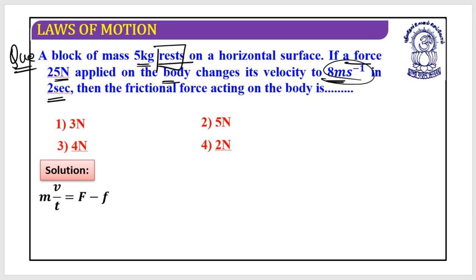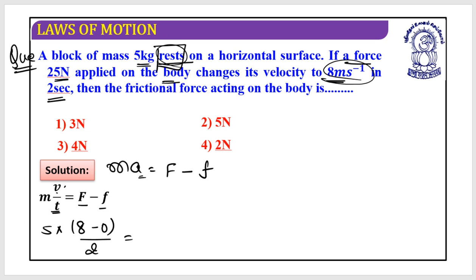What do we understand? We understand that M into A should be equal to F external minus friction force. A could be written as V minus U by T, but as U is 0, I have written only V by T. So this is 5 multiplied by V, which is 8 minus 0, divided by time, which is 2. That should be equal to F minus friction. Frictional force I require. I have applied an external force of 25 Newton, so this is 25 minus friction.